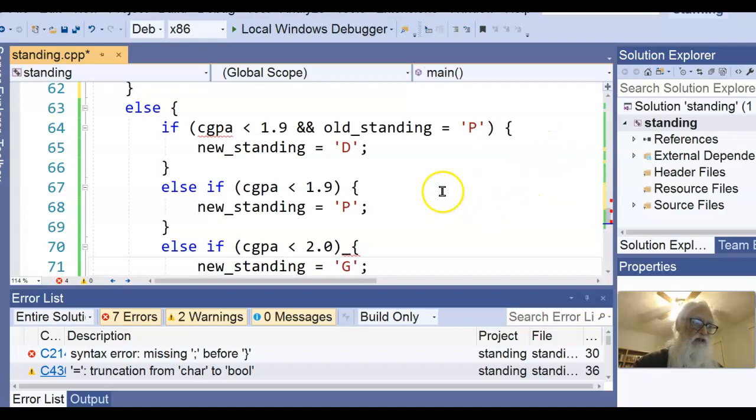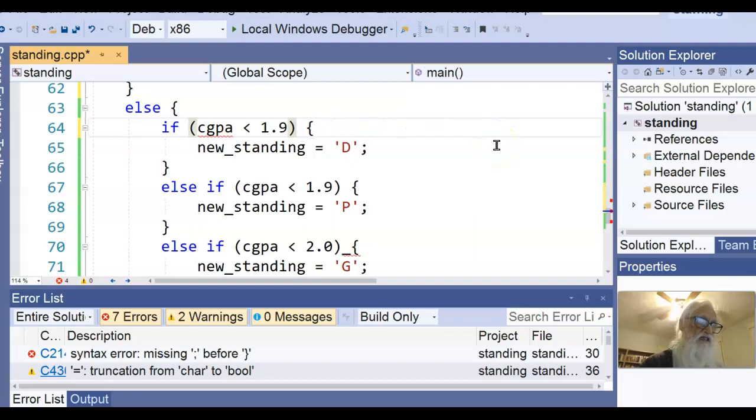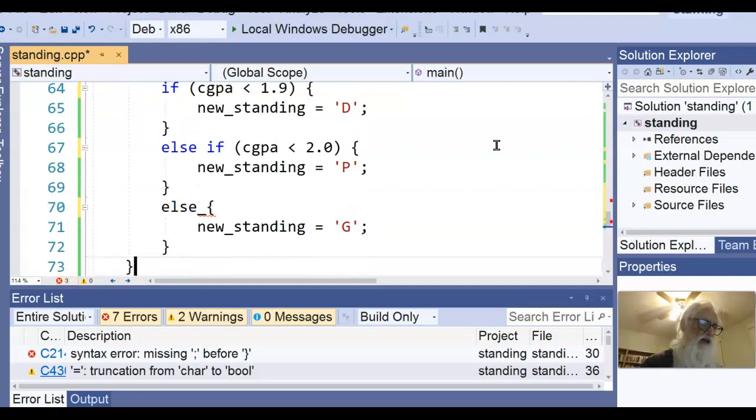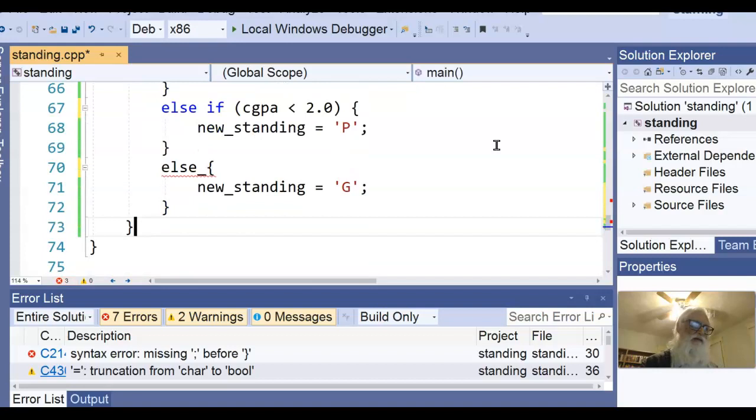me check and make sure. This part wasn't necessary. If your standing is less than 1.9, you're dismissed. If it's less than 2, apparently, you get P, and otherwise you're on G. I think that's close to right. I won't want to bet my money on it, but I would say so.